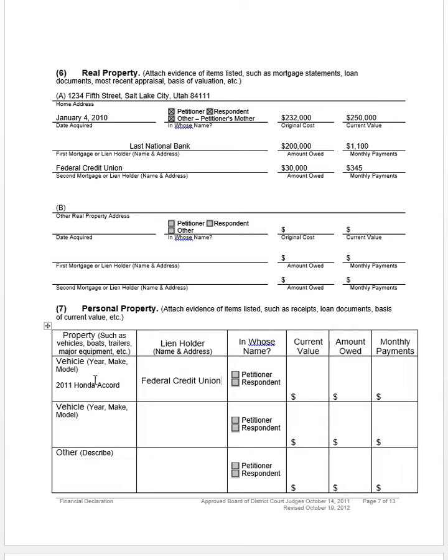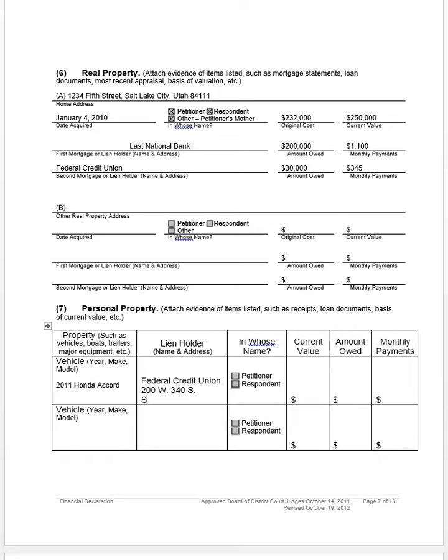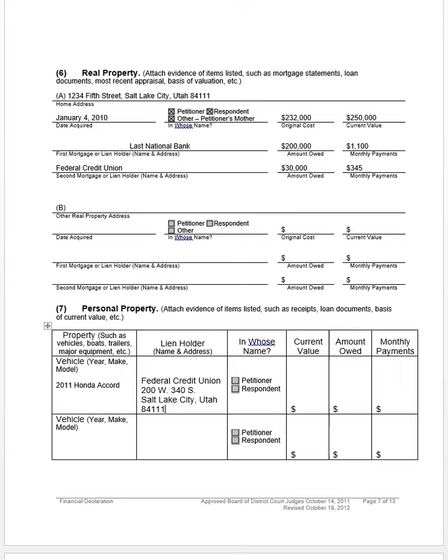You'd identify not only the lien holder by name, but you'll notice the address is requested. Oh, but I don't know the address of my Federal Credit Union branch or something like that. Well, that's fine. You can either go to your loan statement and look that up, or you can call them on the phone, because that's easily found. So let's just assume that these guys are located at 200 West 3040 South in Salt Lake City, Utah 84111.